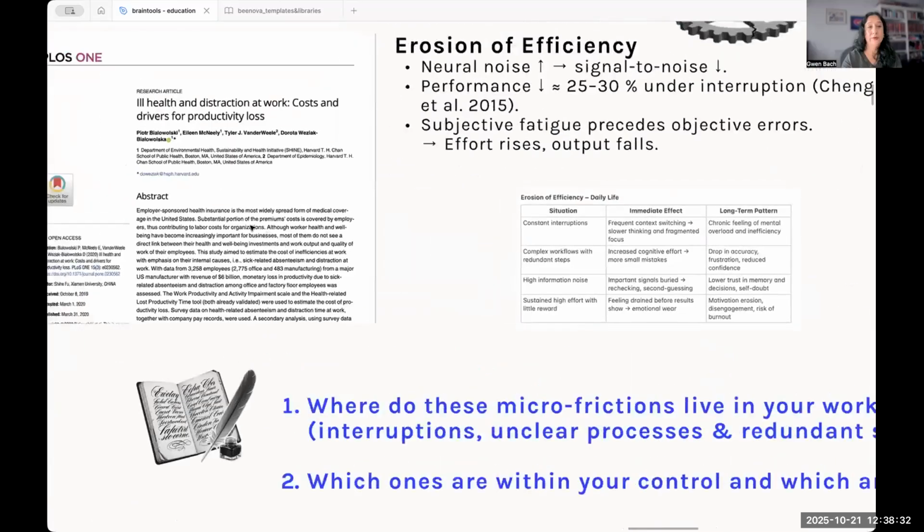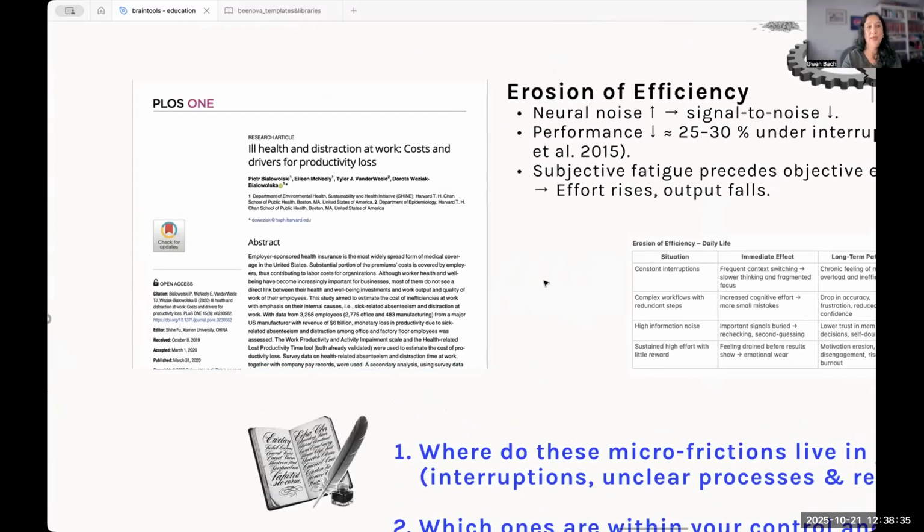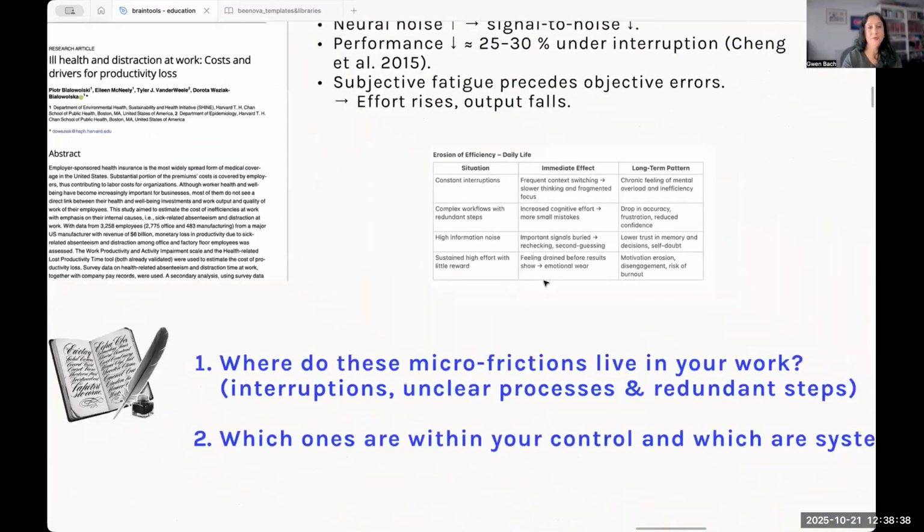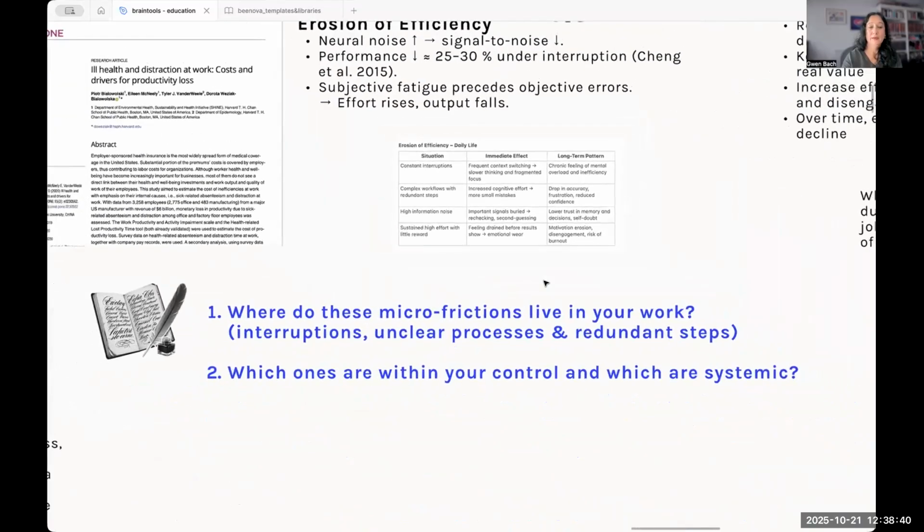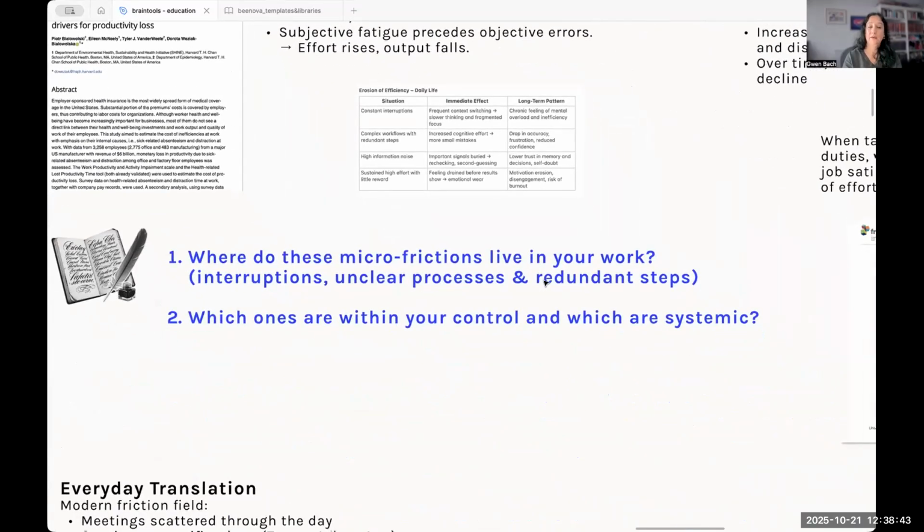And here's interesting research on that. It's open access, so it's easy to find. And so maybe we can just take a moment to question, so where do these microfrictions live in your work? Is it more interruptions? Is it unclear processes, redundant steps, all of them? And which ones of those are in your control? For example, you can turn off notifications, and which of them are in the system, like people just tapping your shoulder or popping their heads into your office.